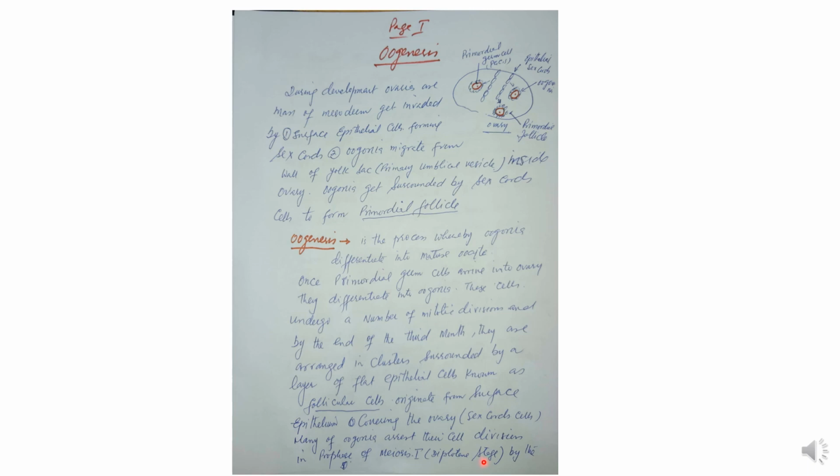A very favorite MCQ asks at which stage the oogonia are present in the ovary. That is the diplotene stage, prophase of meiosis 1.